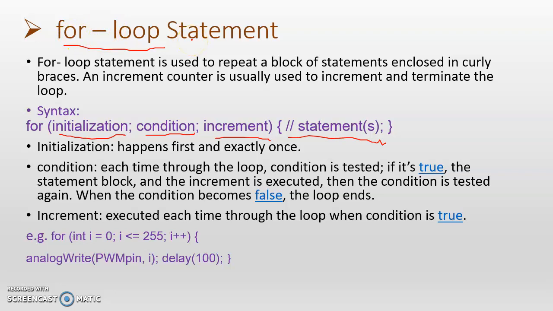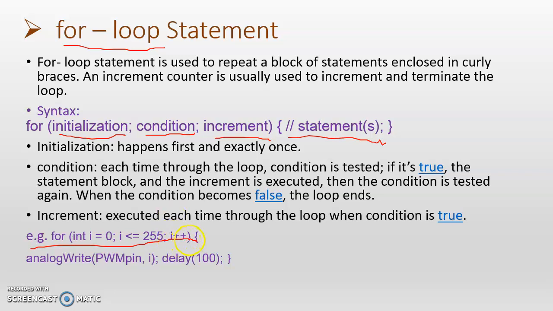The for loop will continue to execute. For example, here in the brackets: int i = 0. This is the initialization, the initial value is 0 for integer i. The condition given is i less than or equal to 255. This is the condition: i should be less than or equal to 255.